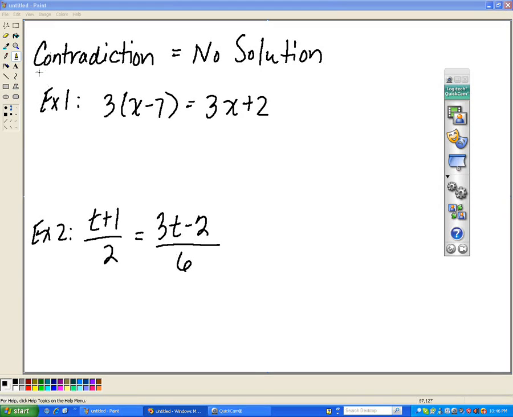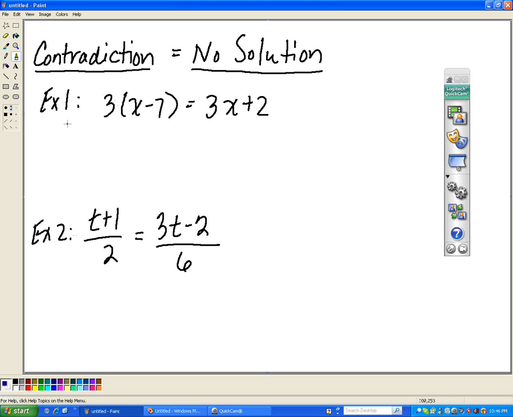And in the case of mathematics, when we have a contradiction, it means that it doesn't quite make sense and there's no solution, all right? In other words, there never will exist a value for our variable that makes it a true mathematical statement. And now I have two examples down here.